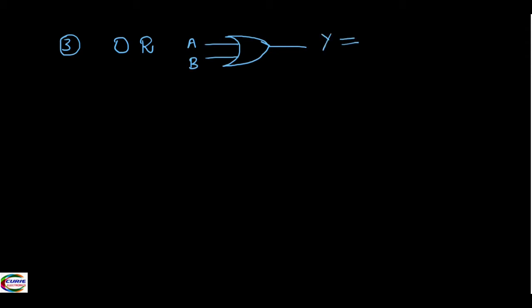Now we'll see the third gate. Third gate is the OR gate. These are the basic gates, okay? We have to realize OR gate. What is the symbol for OR gate? This is the symbol for OR gate. A and B are the inputs. Y is the output. Output equals A or B. This plus will be read as OR.